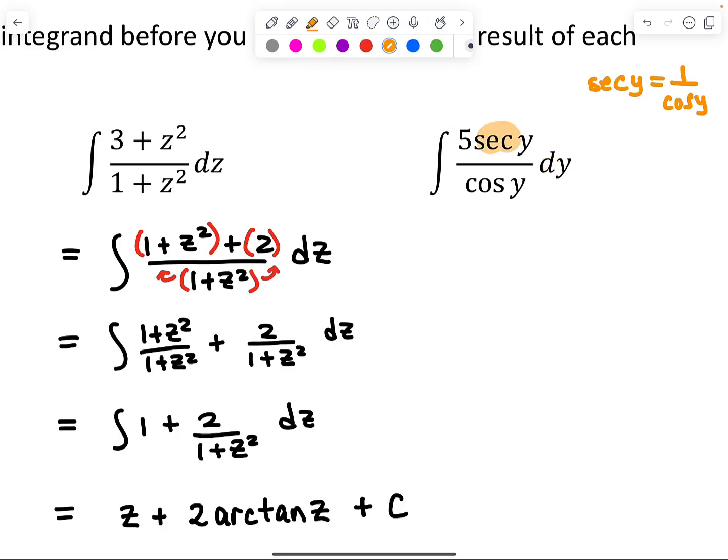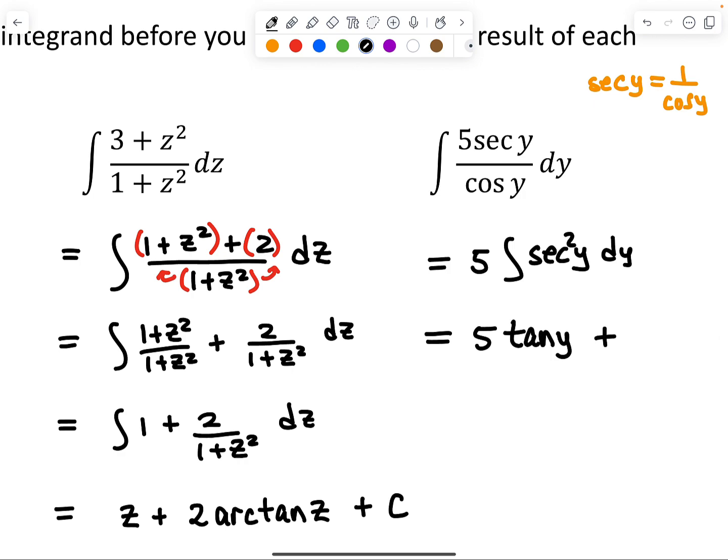So either this secant gets pushed to the denominator and becomes a cosine and multiplies to that cosine that's already there, or this cosine can be pushed up to the numerator as a secant and multiply to the secant that's already there. It's this second approach that I find useful because I know how to anti-differentiate secant squared. The antiderivative of secant squared is tangent, so I get 5 times tangent of y plus c.